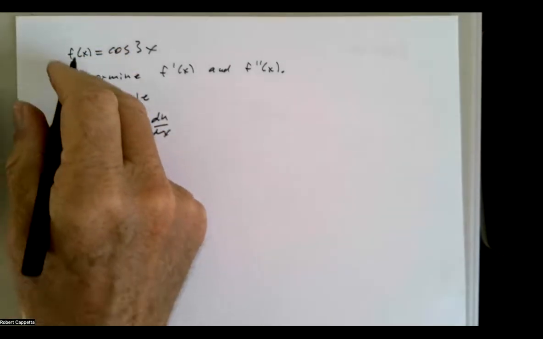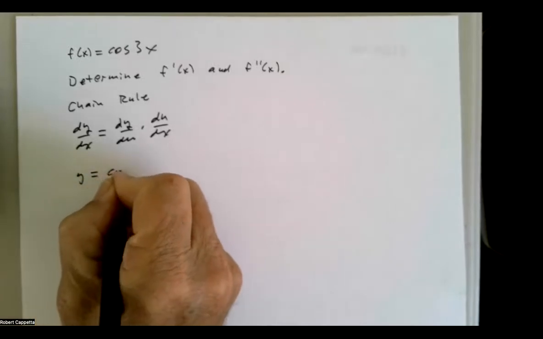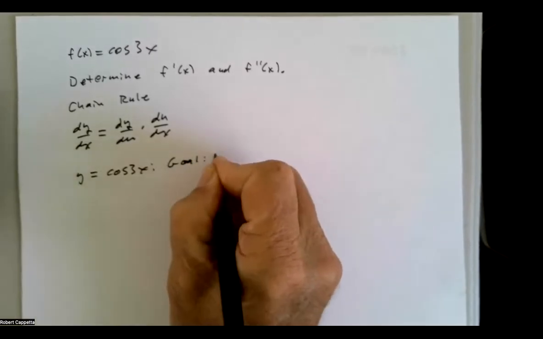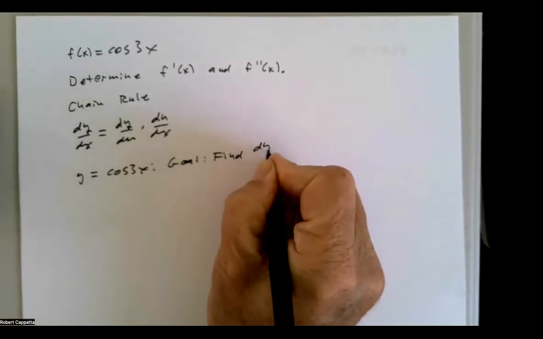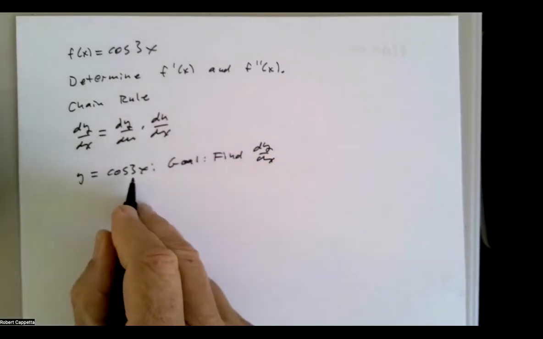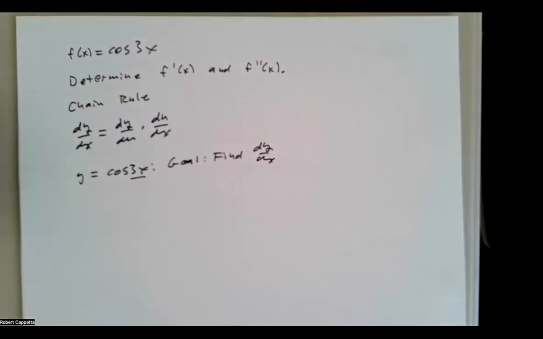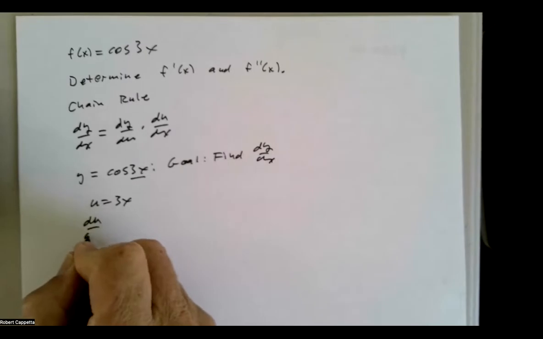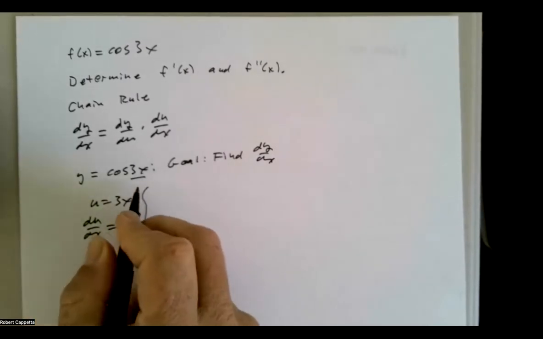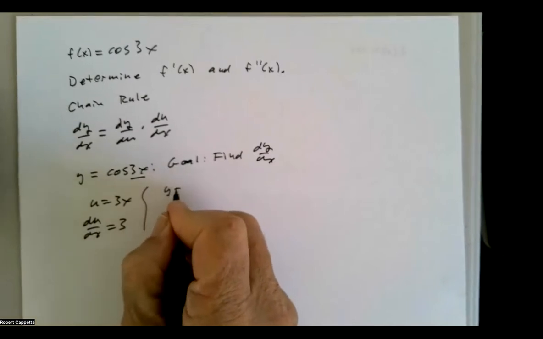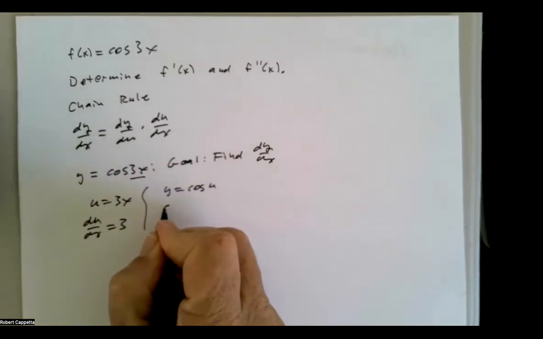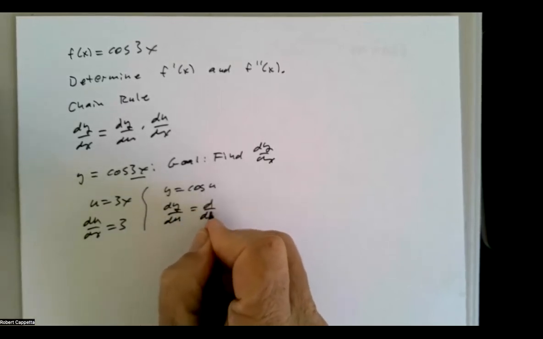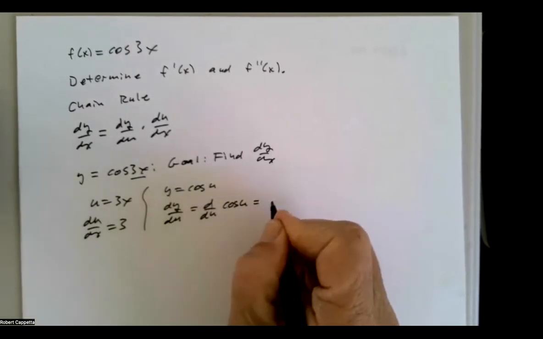So in this case, let's go ahead and change f of x to y. If I say y equals cos 3x, then my goal is to find the derivative, which would be to find dy dx. I need to substitute a u. So u is the inner function, the inner function being 3x. So u is 3x. So the derivative of u with respect to x is 3. Well, if u is 3x, y then is cos u. So what is dy du? It's the derivative with respect to u of cos u, which of course is just negative sine u.